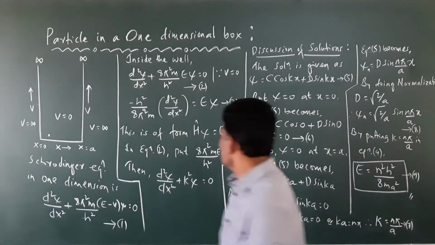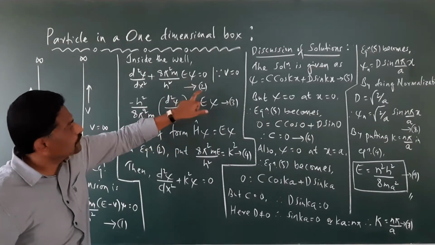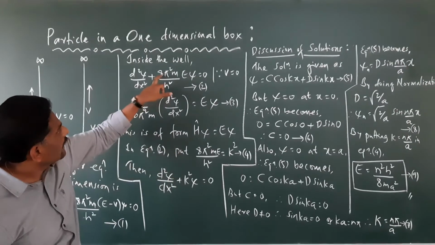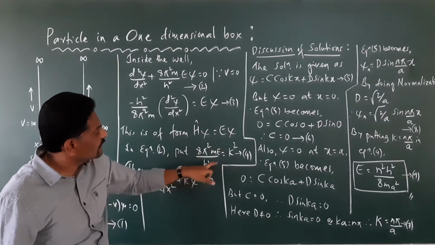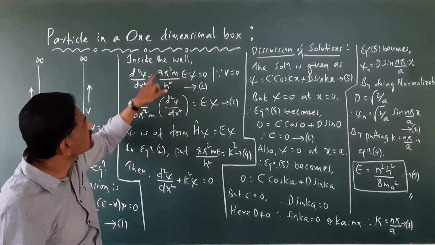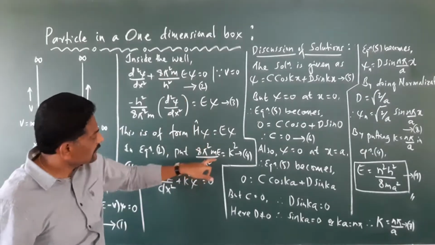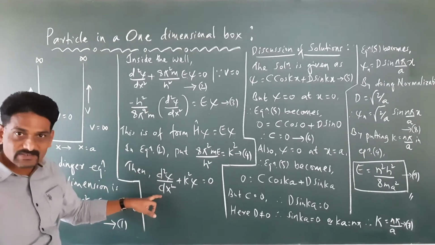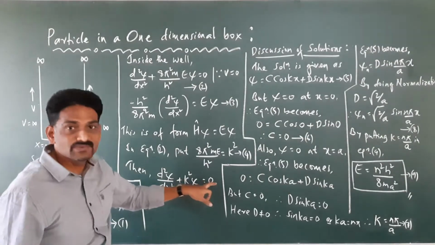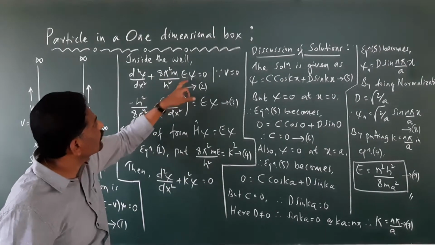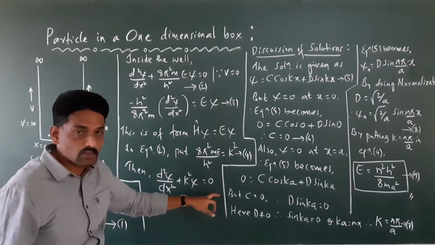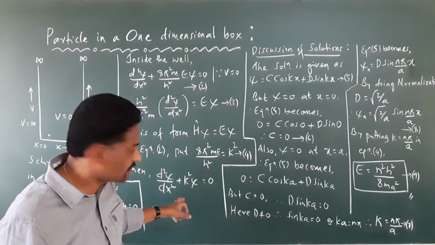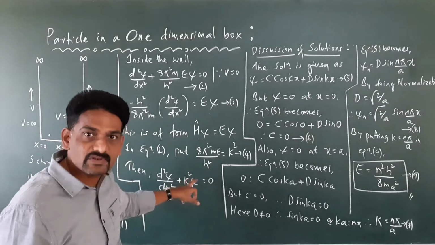Then now here in this equation 2, we are putting this as what is known as k square. That is, put 8 pi square m E by h square equals to k square. All this is taken as k square. So if we replace this term by k square, what do we get? This is going to be d square psi by dx square plus k square psi equals to 0. By replacing all this term with k square, this is what we get.